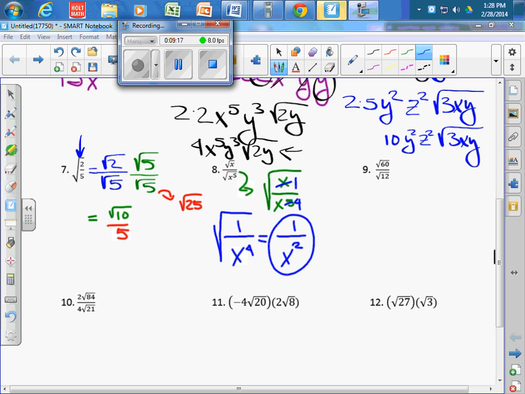In number 9, remember, reduce all fractions. I can take the square root of 60 over 12 and just write it as one fraction. And what is 60 over 12? It's 5. So you end up with the square root of 5, and that's all I can do with that problem. We're done.